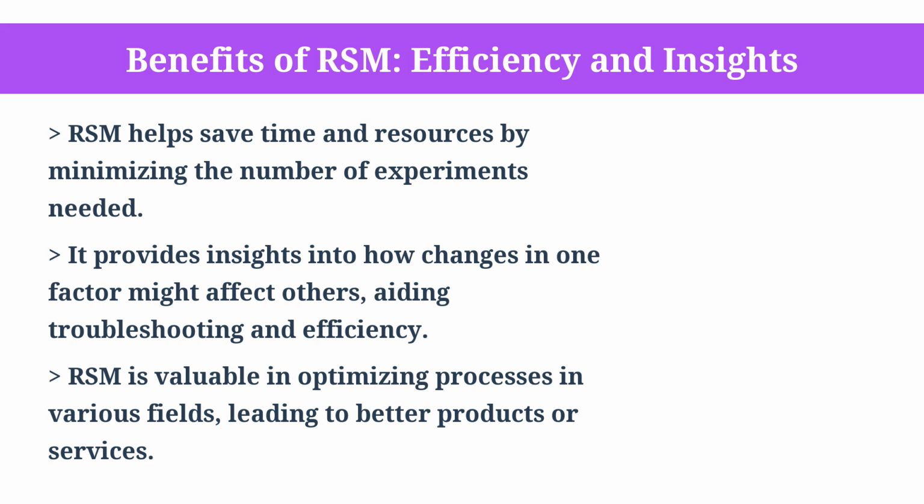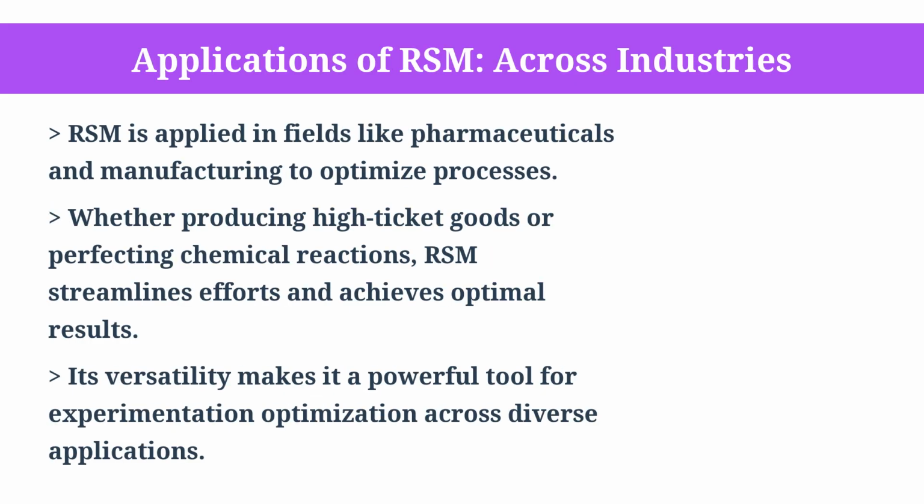It helps save time and resources by minimizing the number of experiments needed to optimize processes. Plus, it provides insights into how changes in one factor might affect others, which can be crucial for troubleshooting and improving efficiency. In practice, RSM is used in a wide range of fields from pharmaceuticals to manufacturing, where optimizing processes leads to better products or services. Whether you're trying to produce high-ticket goods more efficiently or perfecting the nitty-gritty details of a chemical reaction, RSM can help streamline your efforts and achieve optimal results.